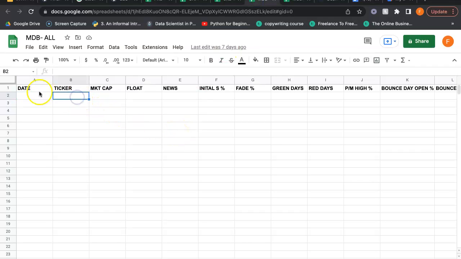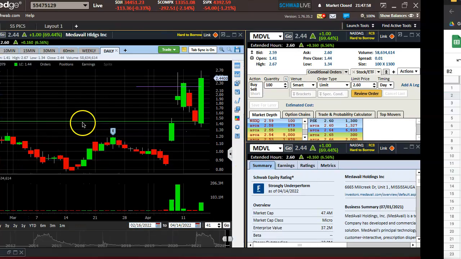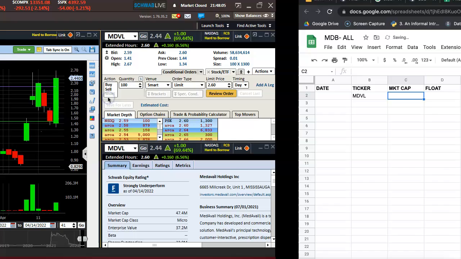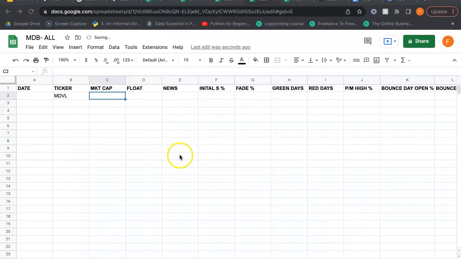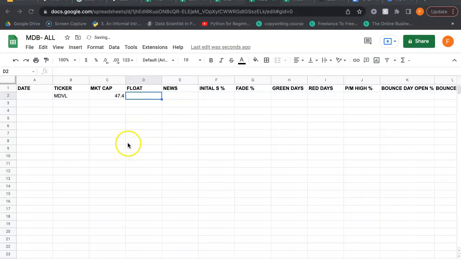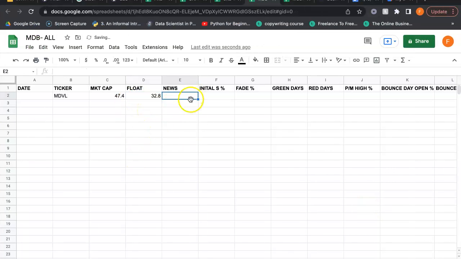And then from there, just day by day, enter it. For example, the multi-day bounce here, I would be entering MDVO. So I would put in the ticker, the date, and all that, the market cap. I would go to it, 47.4. What's the float? So it does get repetitive and sometimes very annoying, but it is very useful to your trading. So I'm not going to fill it out all right now and just waste time on this video.